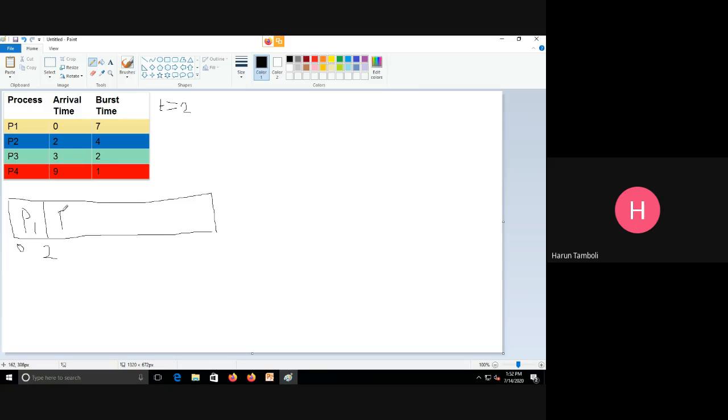So P2 will start its execution for 2 seconds. Again, the time slot is 2 seconds, so it will execute for 2 seconds only. So after 4 seconds, P2 will be removed. For the next turn, P3 arrived at the 3rd second, and when P2 is not there, then P3 will start the execution.